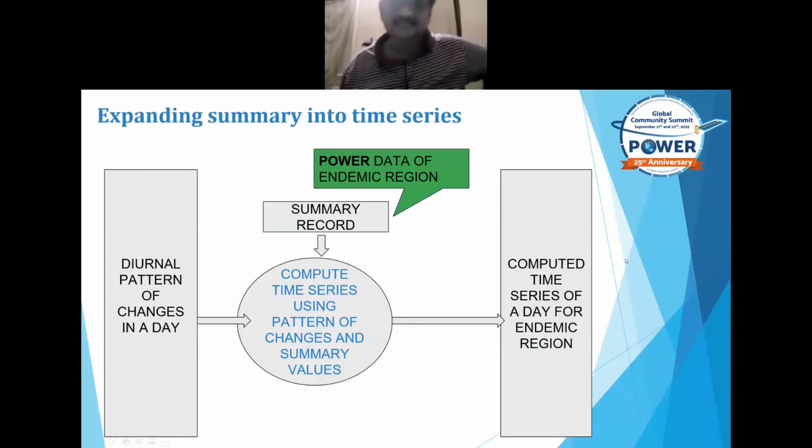The scheme of expanding the summary record from POWER data into time series is shown here. The time series is computed using the diurnal pattern and the summary record together. I computed the series for the endemic region.